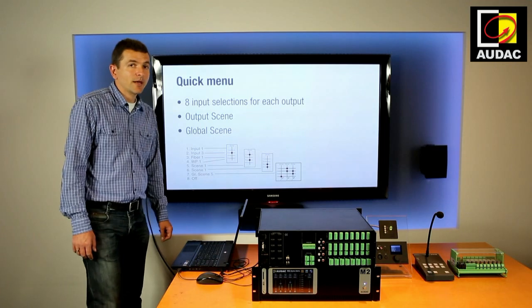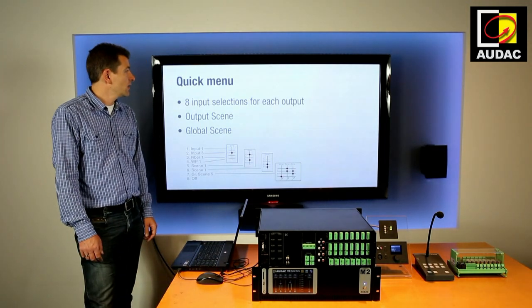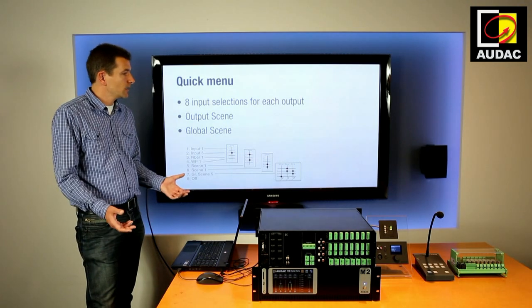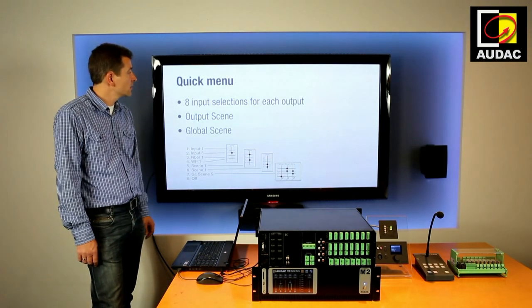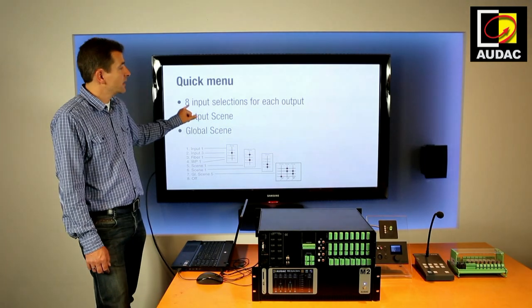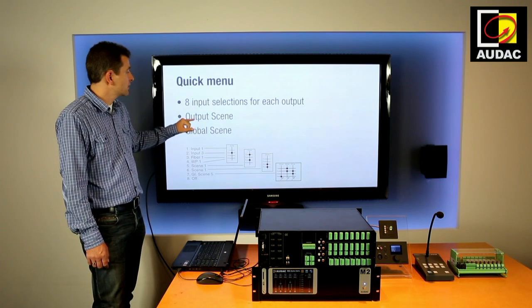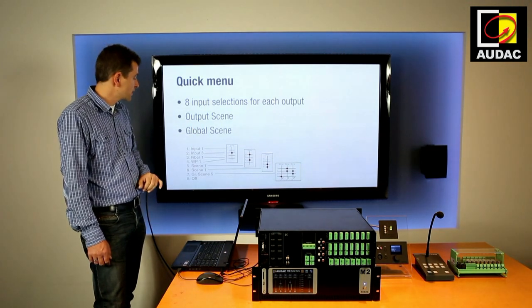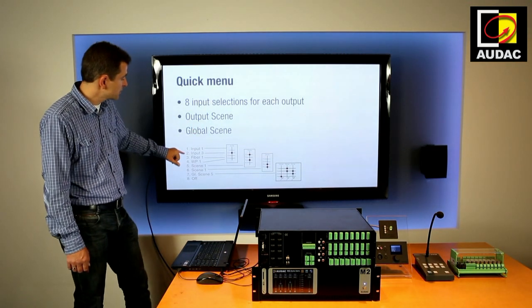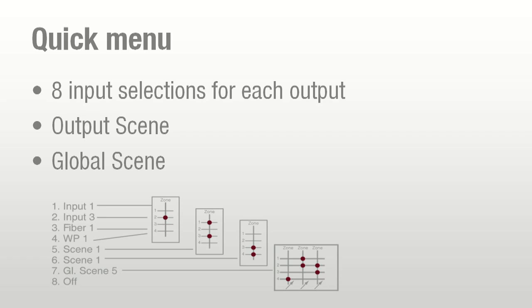The quick menu. The quick menu is used for quick selections of scenes or inputs. You can put 8 selections behind each menu for each output. You can select an output scene or a global scene. A small example. 8 selections. Selection 1 is input 1. Selection 2 is input 3, only one selection.